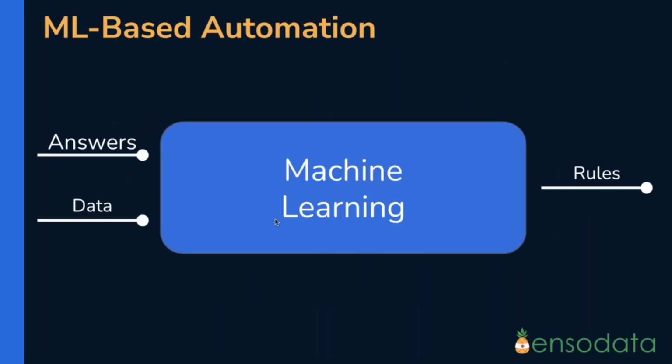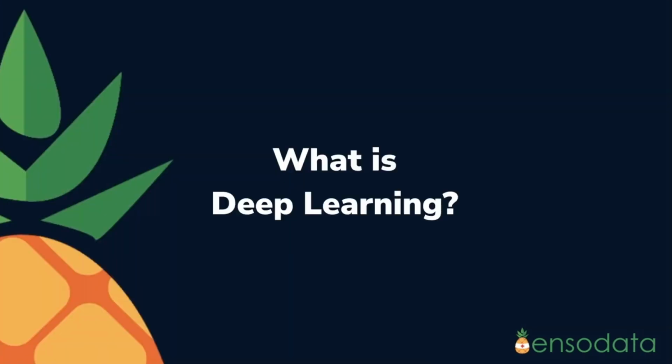So if we remember the rule-based figure we saw earlier, let's take a look now at a very similar figure specifically for machine learning-based automation. Before, instead of having data interacting with predefined rules to come up with the answers, in this case, we have data and answers that train a machine learning model in order to come up with the rules for us. So now let's talk about deep learning.